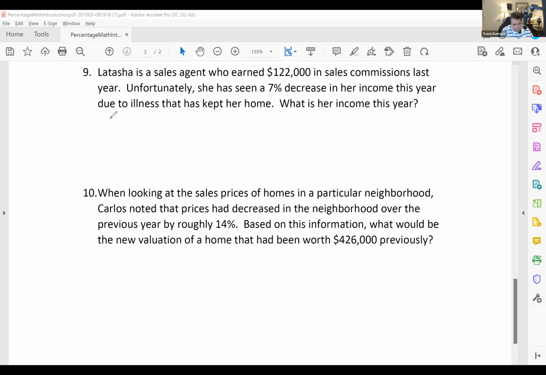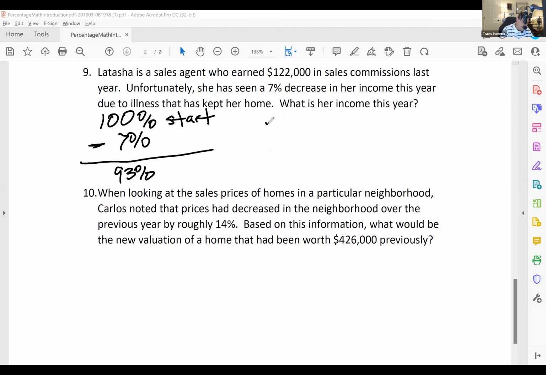Whenever we have an increase or a decrease, we start at 100%. And it says she decreased. So instead of adding this time, we're going to subtract. 100 minus 7, that's 93%. So what we're saying is that Latasha has made 93% of last year's income, which was $122,000. She's made 93% of the income she made last year, which was $122,000.